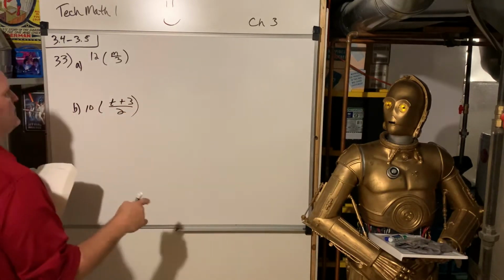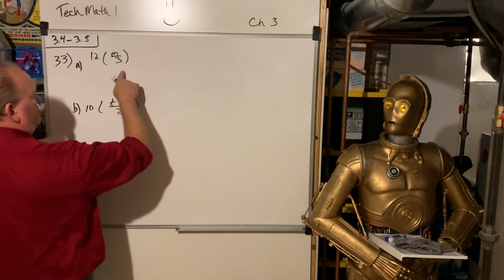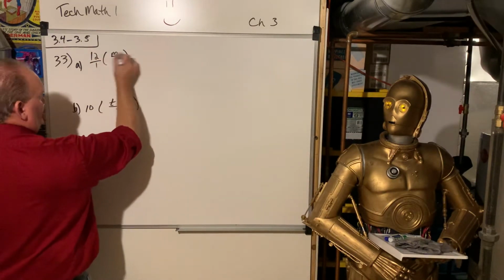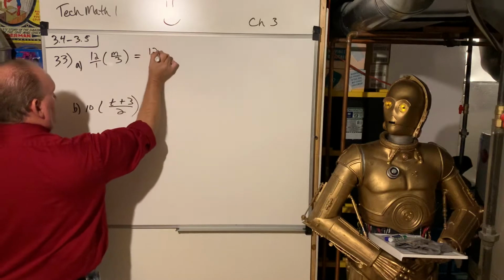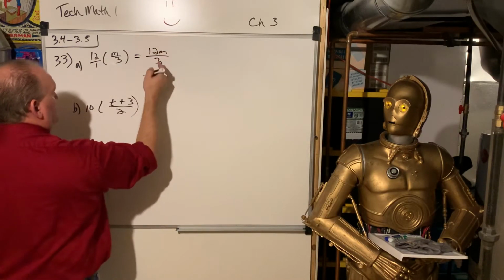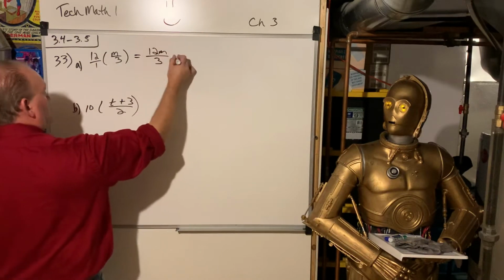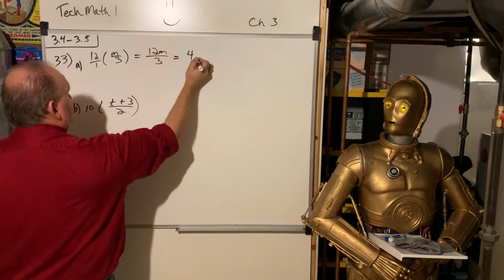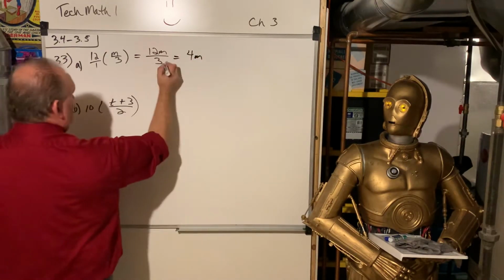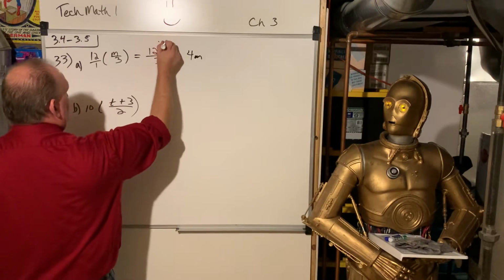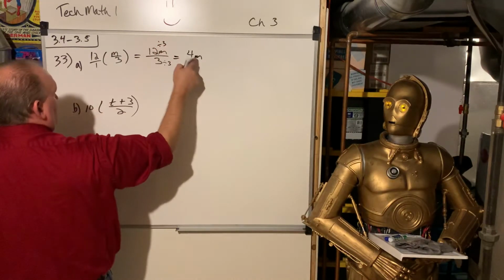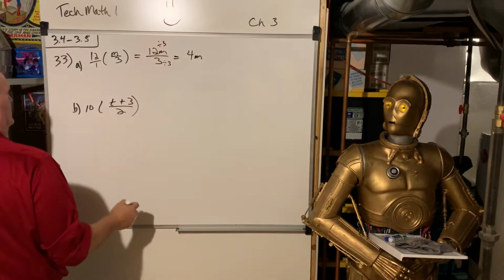So this time the whole thing doesn't cancel like it did before. It's 12, top times top, bottom times bottom, so that's 12m over 3, but then you reduce it. 3 goes into 12 4 times evenly, so 4m. Or you can think of it as dividing the top and the bottom by 3. So that's 1 and that's 4, but we usually never write the 1 on the bottom.